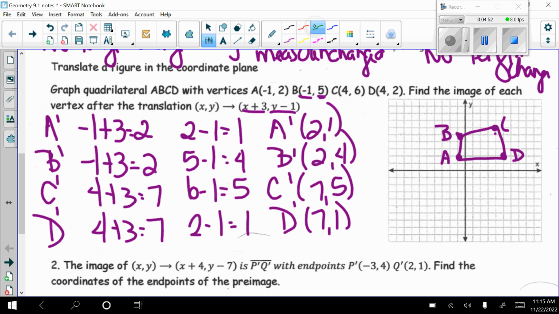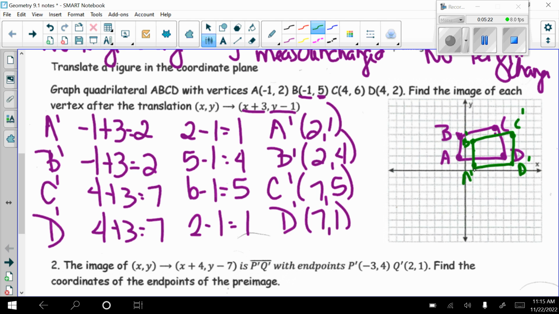So I'll switch colors and graph that one. (2, 1), there's my A prime. B prime is (2, 4). There's B prime. (7, 5) is C prime, and D prime is (7, 1). So there is our new quadrilateral after the transformation of x plus 3 and y minus 1.